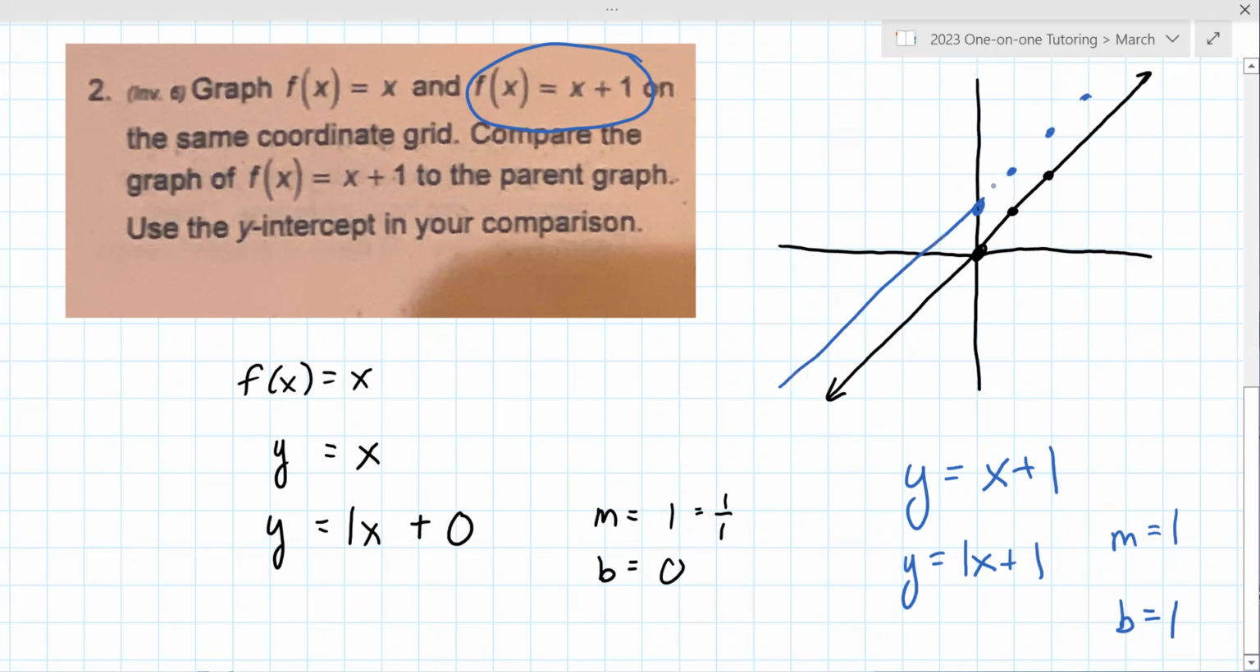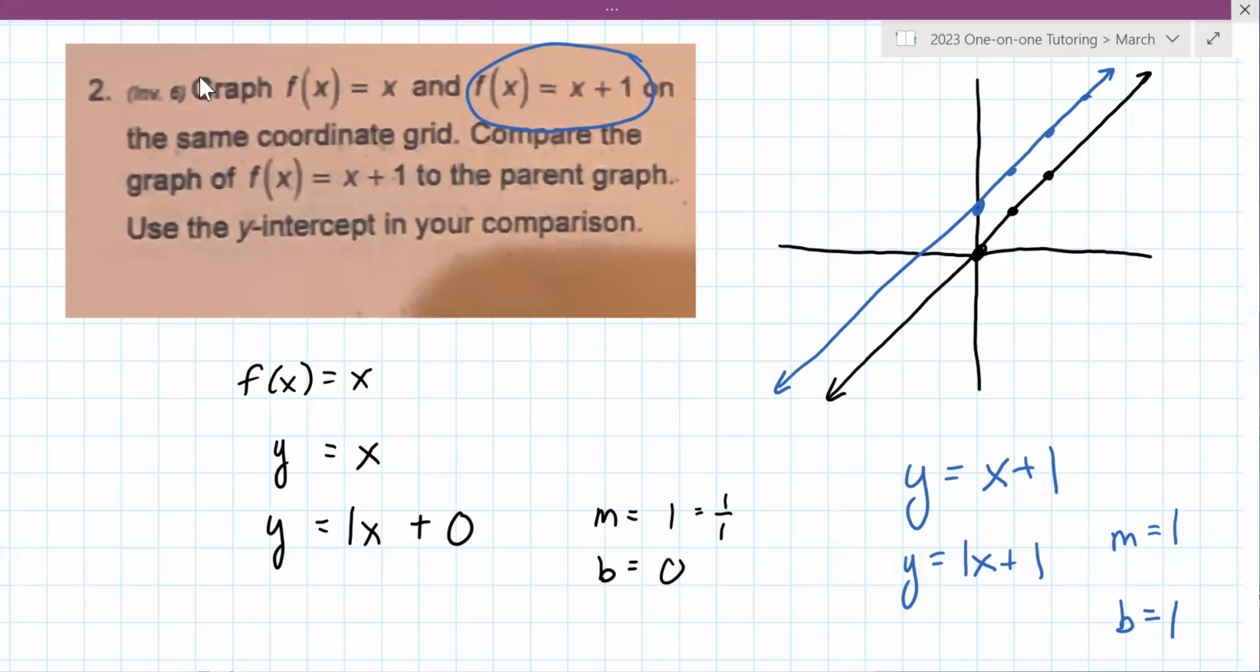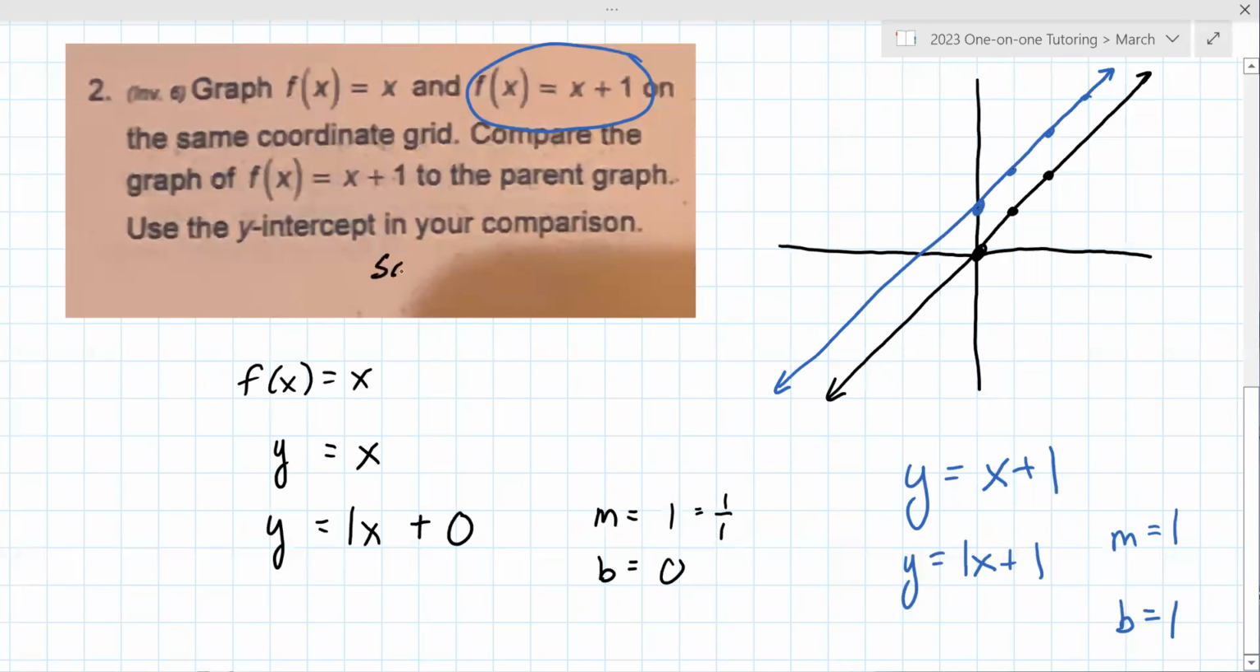You should notice something about these two lines. How would you describe them to someone? Parallel. So that's what they want you to say. They want you to say parallel lines, or you could say things like same slope, different y-intercept. Is that clear? All right.